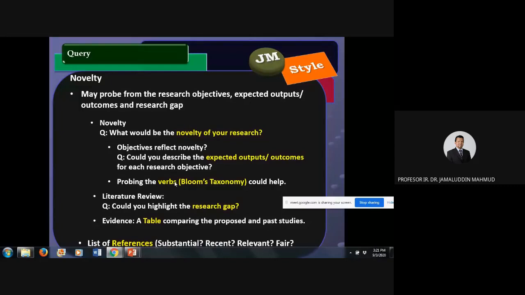So you can match. If the candidate could not match it with the level of novelty, then you yourself, the assessor, can match that with which level of novelty.